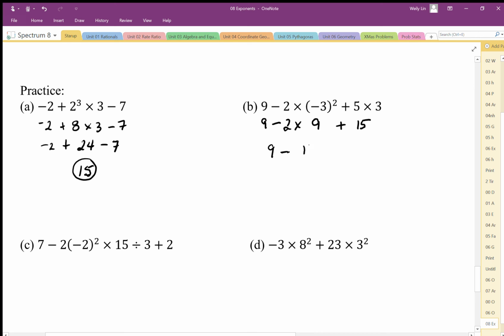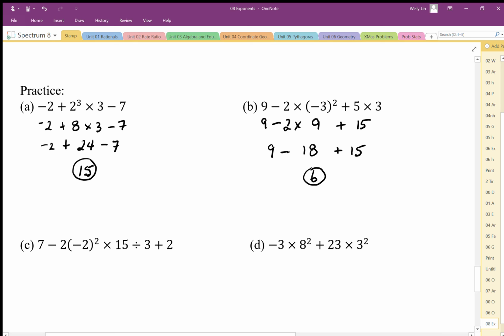Okay, that's exactly what I'm looking for. I don't care about the calculations. Do that on a separate piece of paper. I want to see this is all about showing me that you can keep track of all the parts of this calculation. Okay, so you don't leave any part out in any line. So 9 minus 18 is going to be negative 9, plus 15 is positive 6. Okay, so there's my answer.